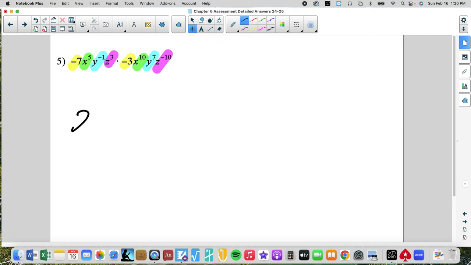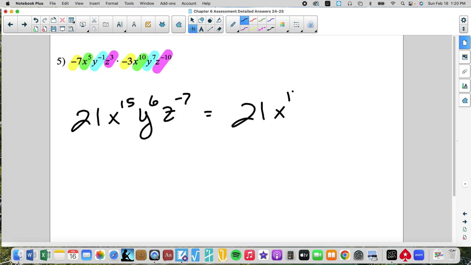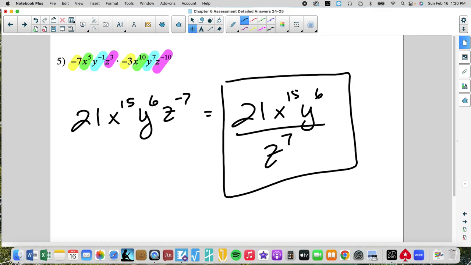-7 times -3 is positive 21. X to the 5th times x to the 10th is x to the 15th. Remember, we're adding. Y to the -1, y to the 7th is y to the 6th. Z to the 3rd, z to the -10 is z to the -7. And then we just have to deal with that negative exponent. And we'll just move the z down to the denominator. And that would be my final answer.